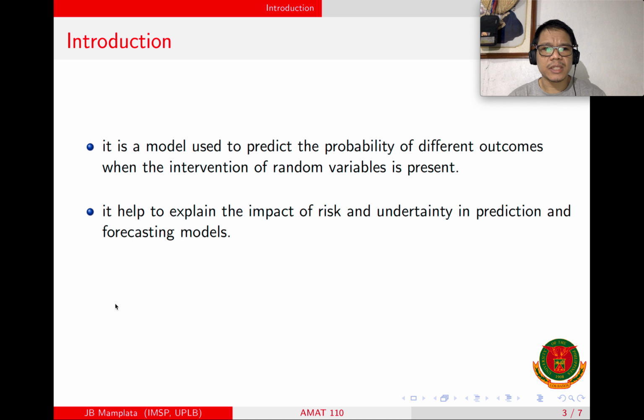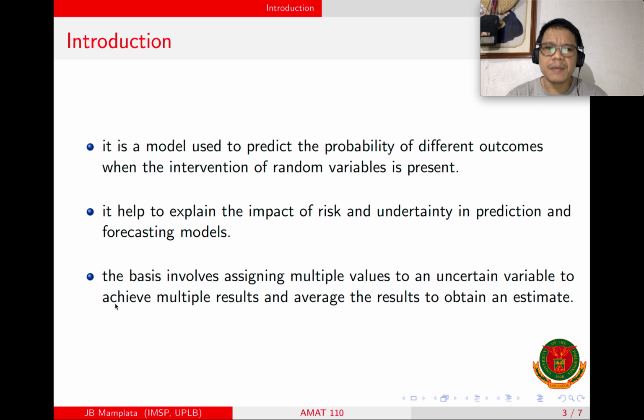It actually helps to explain the impact of risk and uncertainty in prediction and forecasting models. So, Monte Carlo simulation is not just tossing a coin or just determining the probability of an outcome. It can also be used to predict based from the model that you have and to forecast some phenomena or some scenario that may happen sometime in the future. And the basis of Monte Carlo simulation involves assigning multiple values to an uncertain variable to achieve multiple results and average the results to obtain an estimate.